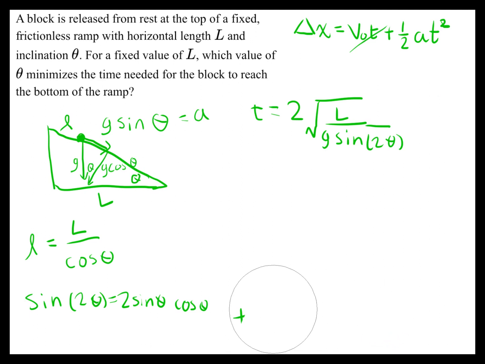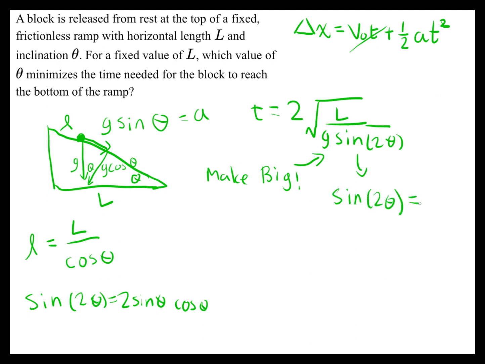And again, the problem is asking for the value of theta that minimizes the time. So if we look at this here, we need to find a way to maximize the denominator. So we need to make this big. If we make this denominator big, then we will minimize the time. So in order to make this denominator as big as possible, the sine of 2 theta must be at its largest value. So sine of 2 theta must equal 1.